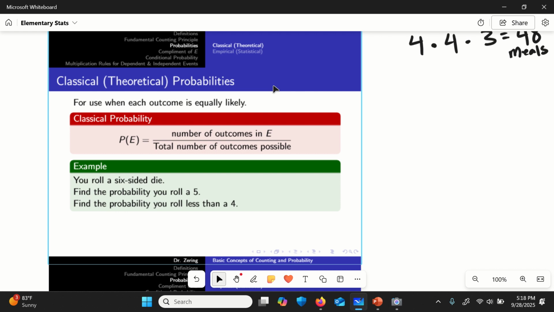So when we have a case where all the outcomes are equally likely, we find the probability of an event E happening by dividing the number of outcomes that would say, yes, event E happened, by the total number of possible outcomes. So we can see already, I hope, how the fundamental counting principle might help us to determine the total number of outcomes possible, for instance.